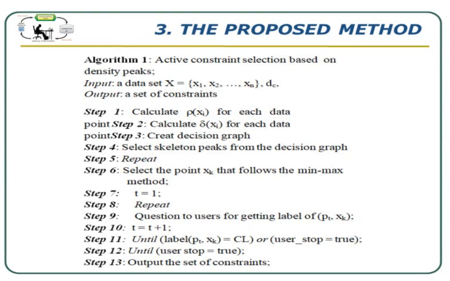Secondly, we choose the peaks based on the decision graph. The set of chosen peaks serves as an initial skeleton. Thirdly, we build an active learning process in which at each step, a new point is chosen following the min-max method using the skeleton, and the point is used in forming user questions for getting labels from users.